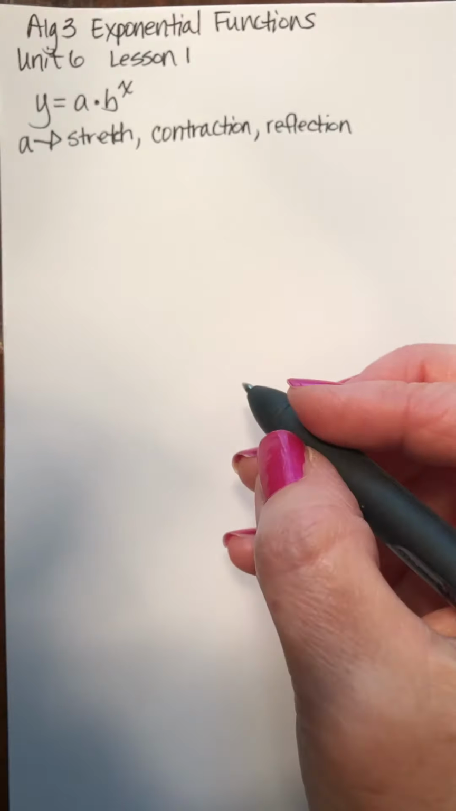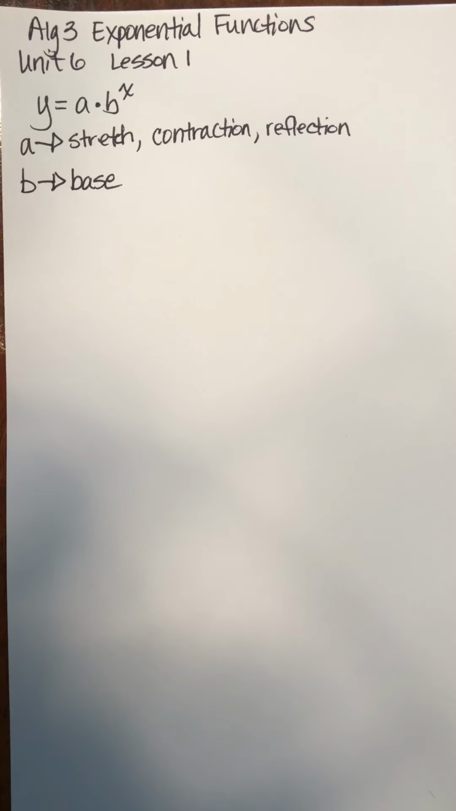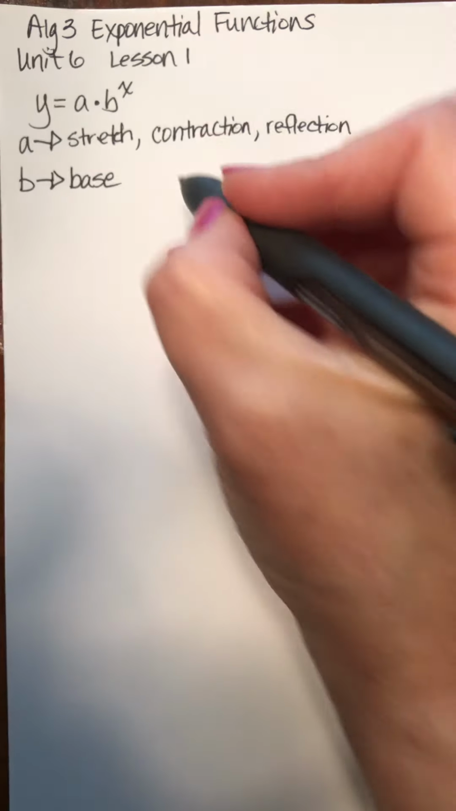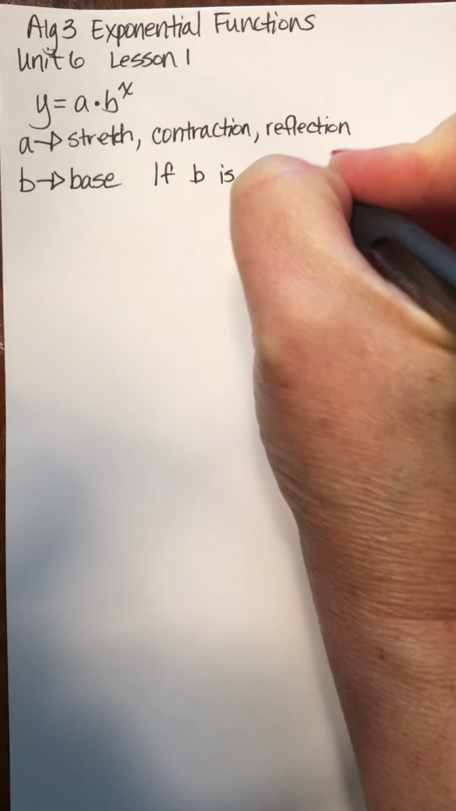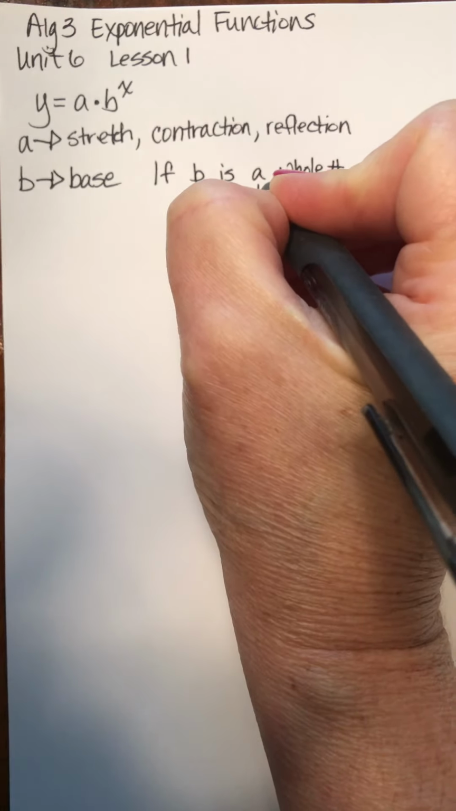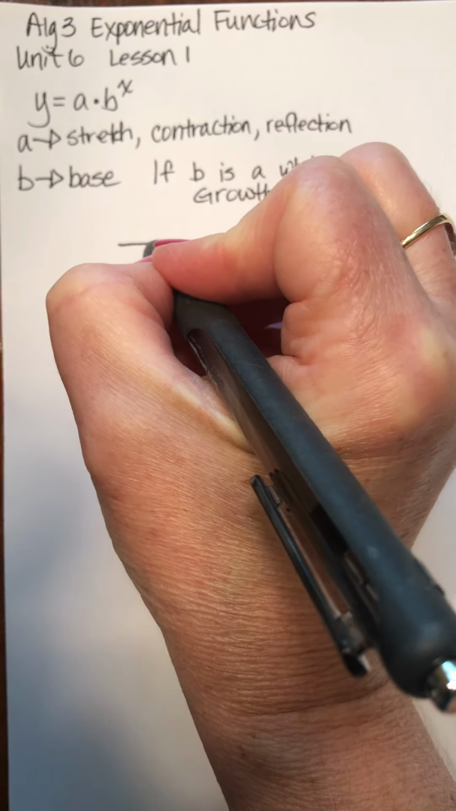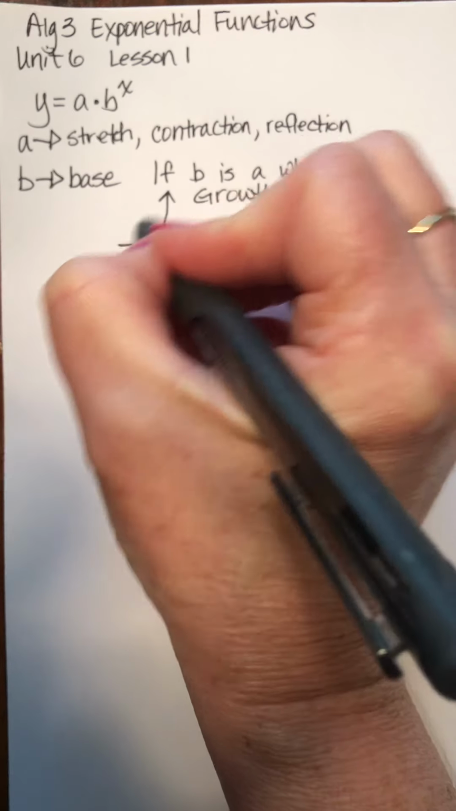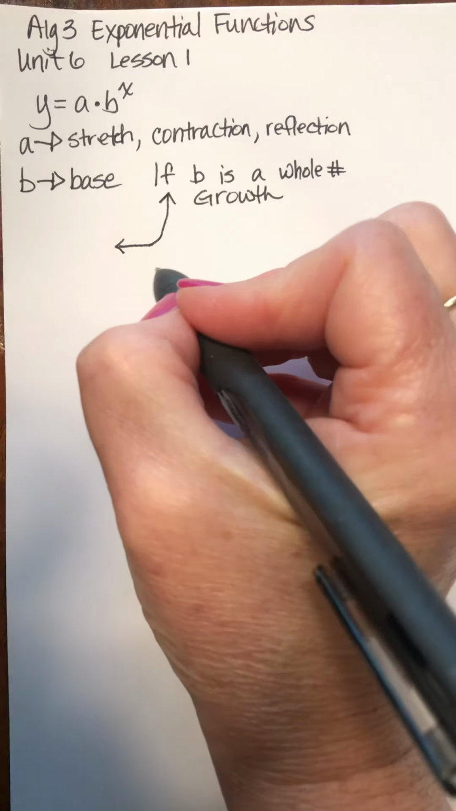Okay, the value of b in this case is your base. And this tells you whether you're going to have growth or decay. So how do you know that? Well, if b is a whole number, then you're going to have growth. Okay, and the graph of this would start off low, and then it's going to go up like that very quickly.